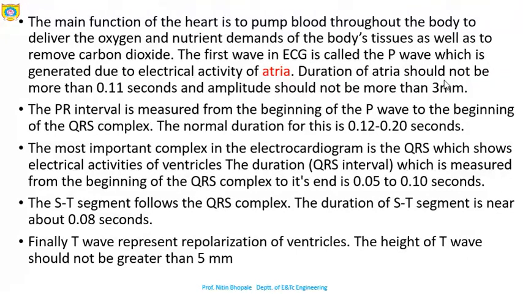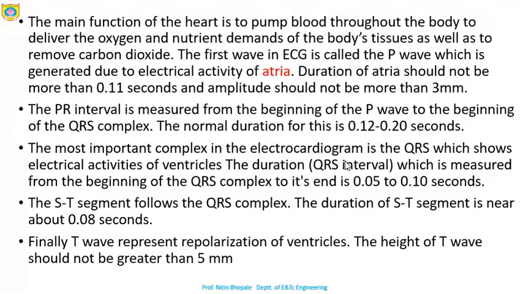The duration of the atria should not be more than 0.11 seconds. All these parts are quite theoretical; these are really medical terms which we are dealing with right now. The PR interval is measured from the beginning of the P wave, as we can observe in the diagram also, and the normal duration for it is 0.12 to 0.2 seconds.